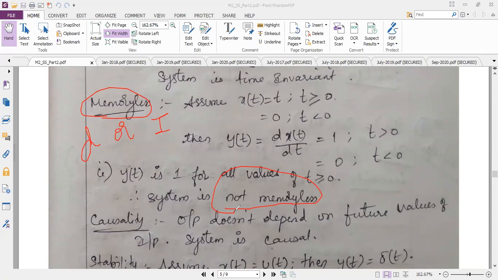Okay. So I am giving you the new hint. If the question has differentiation or integration of x, then your output is always not memoryless, and also the system is always causal. So not memoryless and causal, you have to write for integration or differentiation of the inputs. Am I clear here? Yes, ma'am. Yes. Okay.